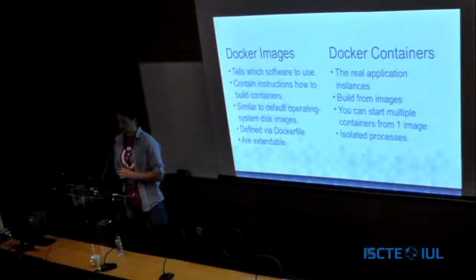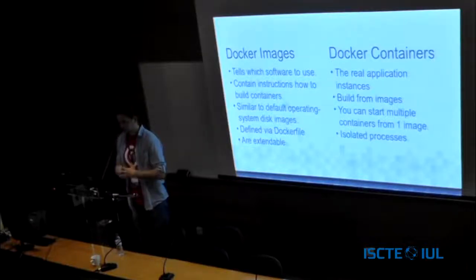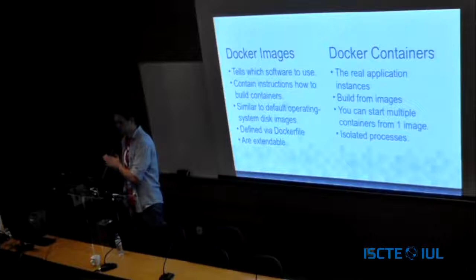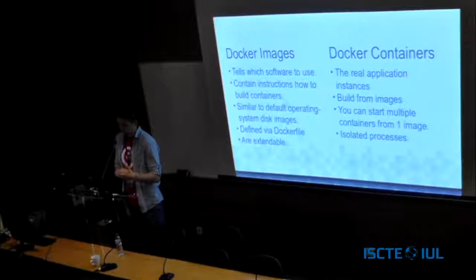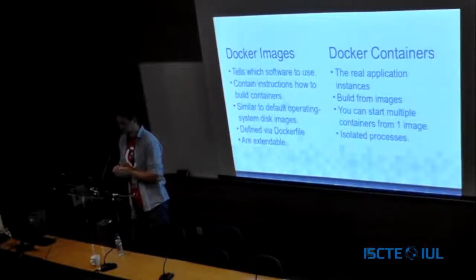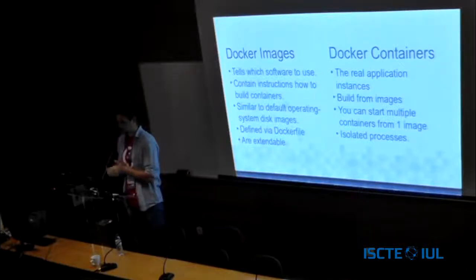And what is cool about these images is that they're built once and can be used by multiple containers. And they are also extendable. You can build your image or use some image from another person and extend it with your own instructions on top of it, which was really hard to do with virtual machines before. And Docker containers, it's the next step. It's real applications which you start from these images. They are built from images, and you can start multiple containers from the same image, which makes this really cool.